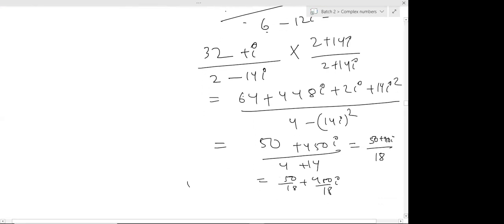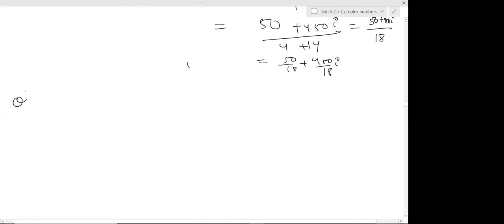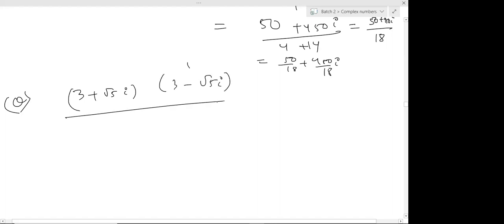Let's solve another question like this. We have 3 plus root 5i, 3 minus root 5i, whole divided by root 3 plus root 2i minus root 3 minus i root 2. Please try to convert this into a plus ib form. All right. I'll give you 2-3 minutes.